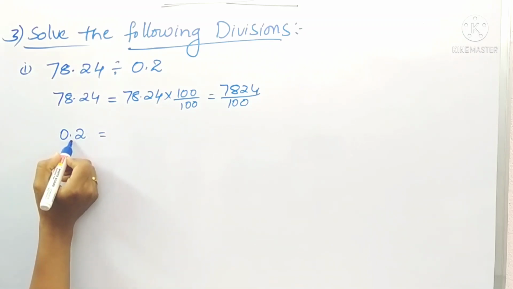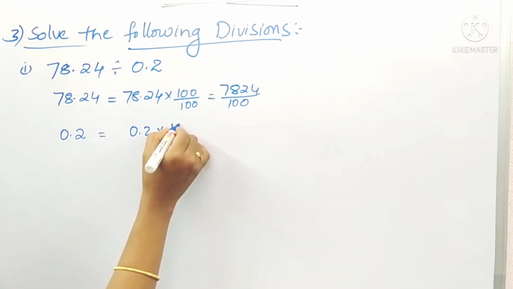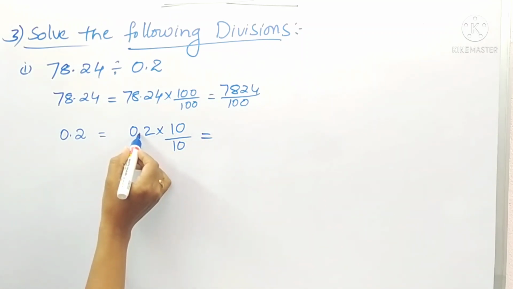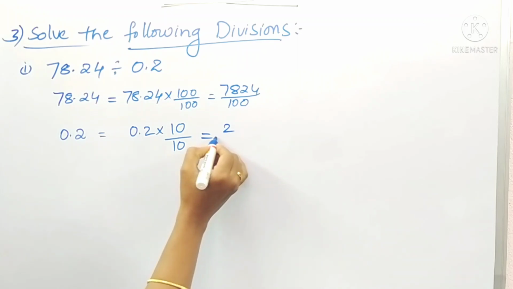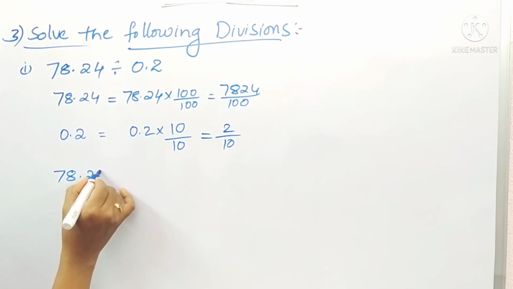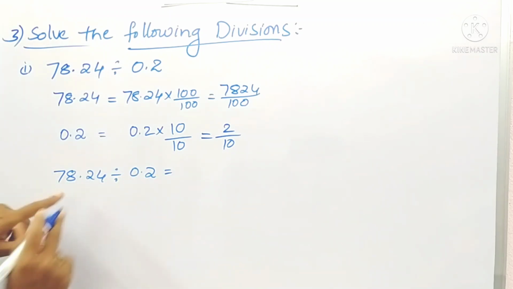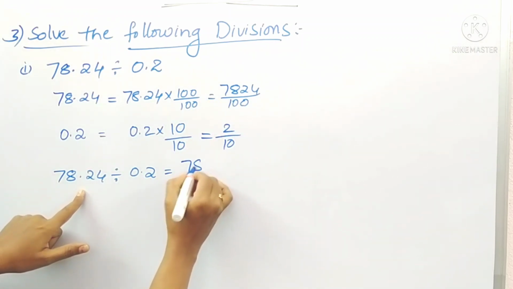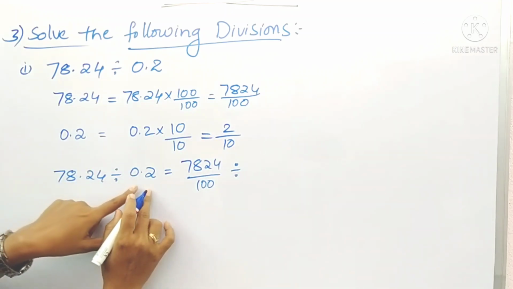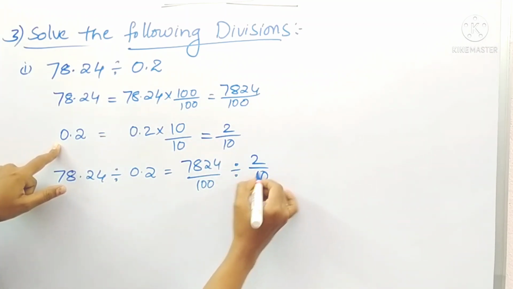And similarly, next take the denominator 0.2. How many digits are there after the decimal point? 1 digit. So we have to multiply with 1 and 0 after the 1, that is 10. When we multiply, the decimal point moves right side, so it simply becomes 2 by 10. So now our problem 78.24 divided by 0.2 becomes 7824 by 100 divided by, in the place of 0.2, we can write 2 by 10.